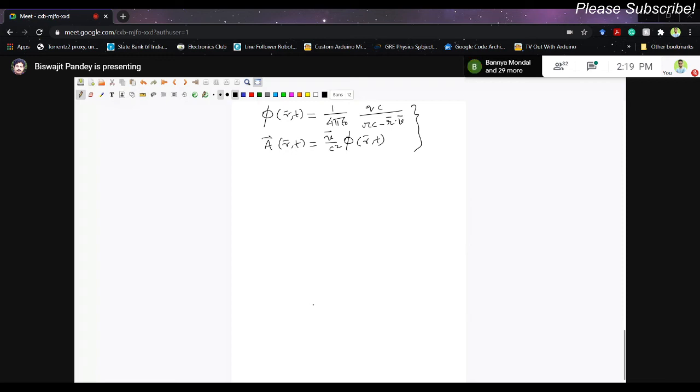We already know that the four potential is a four vector, because the scalar potential and the vector potential together constitute a four potential, right? And here in this particular case, we want to write down the four potential in the frame of the moving charge, and suppose the frame of the observer at point P, right? Suppose I take a very simple scenario.